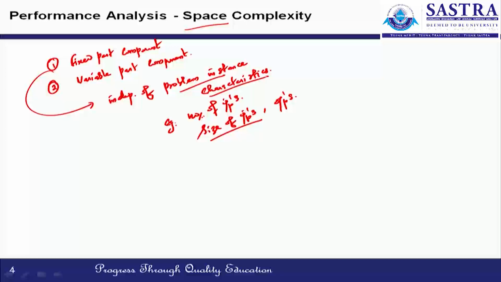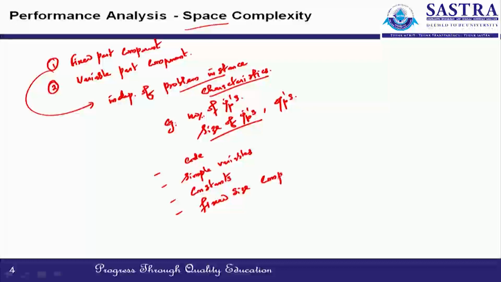Fixed part component involves memory independent of the problem instance characteristics. It includes the memory for the actual code, simple variables, constants, fixed size variables, fixed size component variables.